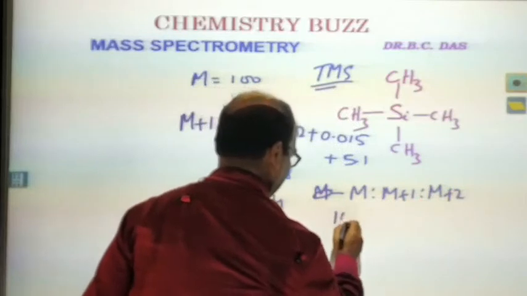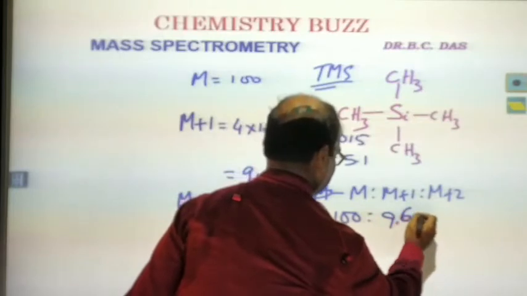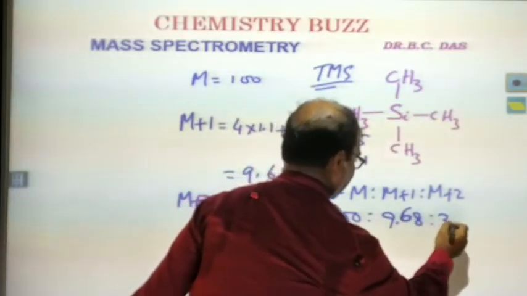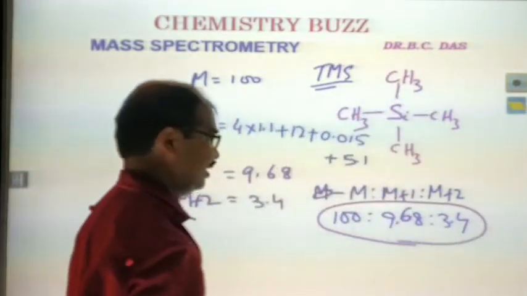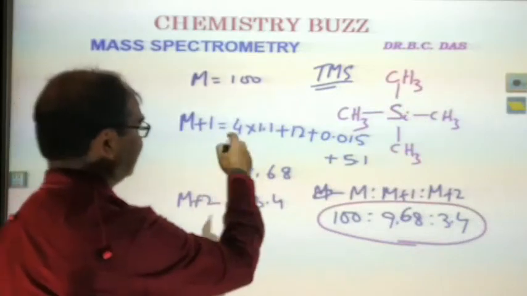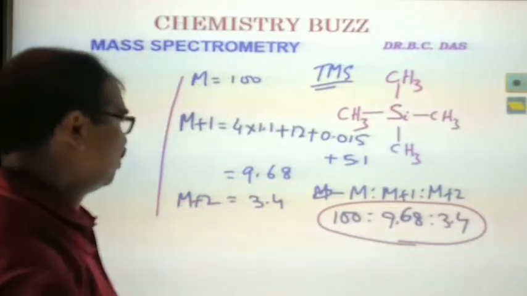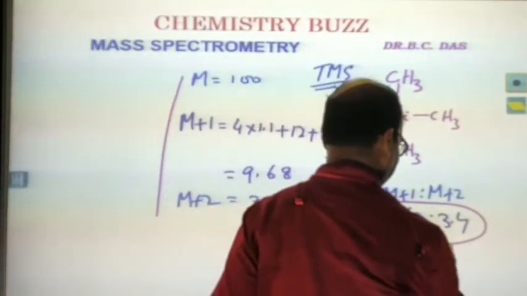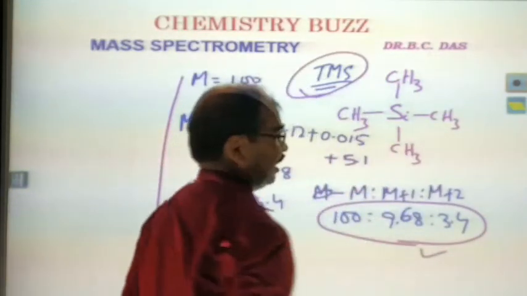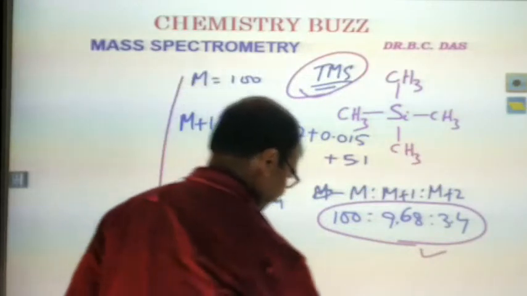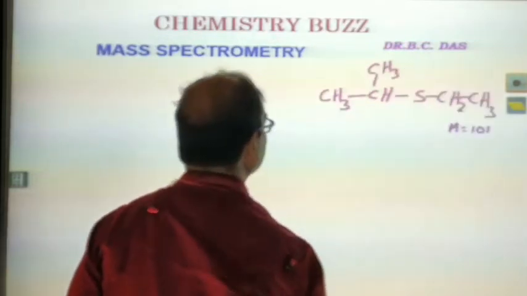So this will be 100 is to 9.68 is to 3.4. Okay, so in this way we are calculating the intensity. So if it is a silicon compound and we are getting the 3 peaks here, m, m plus 1, m plus 2, and they are in this ratio, then this compound is your TMS. Okay, so now let us consider another compound containing sulfur.